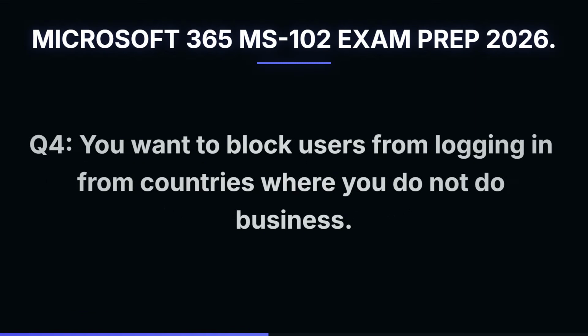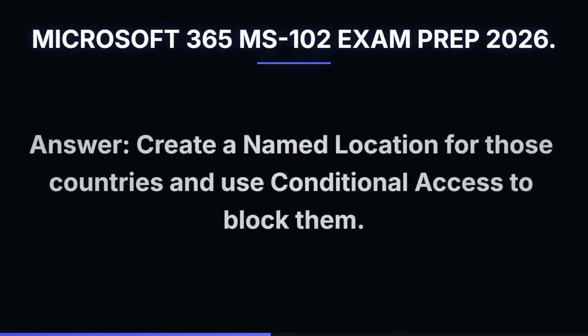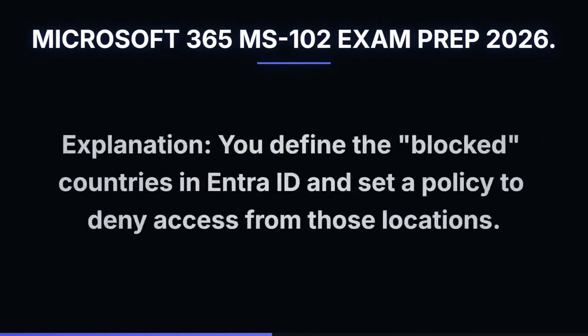Q4. You want to block users from logging in from countries where you do not do business. How do you do this? Answer: create a named location for those countries and use conditional access to block them. Explanation: you define the blocked countries in Entra ID and set a policy to deny access from those locations.